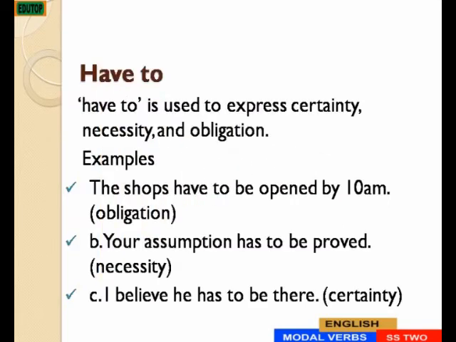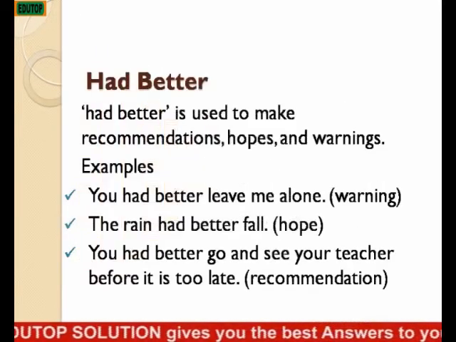Have to. Have to is used to express certainty, necessity, and obligation. Examples: the shops have to be opened by 10 a.m. This is expressing obligation. Your assumption has to be proved. This is expressing necessity. I believe it has to be there. This is certainty.